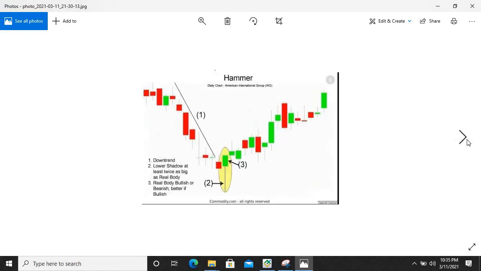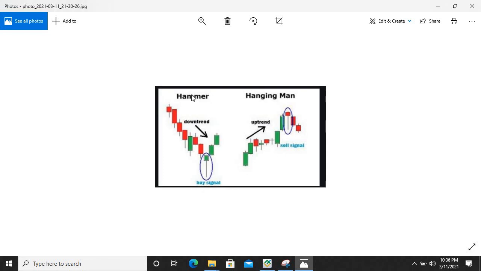Okay, let us continue. This candlestick is called hammer. The moment you have seen it on a downward trend, you have to expect buying, not selling. Okay, I think you have understood what I'm talking about. This hammer, the moment it appears on a downtrend, you have to expect to buy, not to sell.